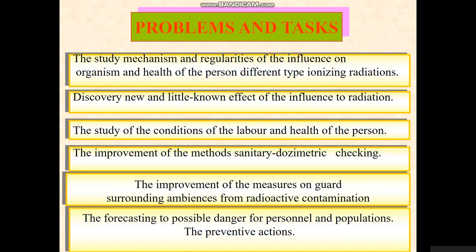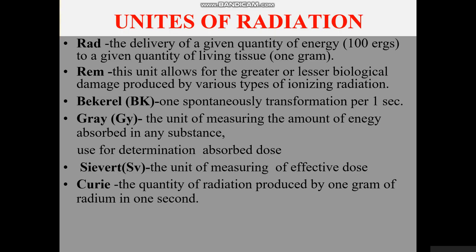Units of radiation: rad, rem, becquerel, roentgen, sievert, curie. Rad, the unit of absorbed dose of radiation. One becquerel is equivalent to one atom decaying per second. The amount of damage caused by this radioactivity depends on a number of factors, especially the radiation type and the actual dose. Rem, this unit allows for the greater or lesser biological damage produced by various types of ionizing radiation.